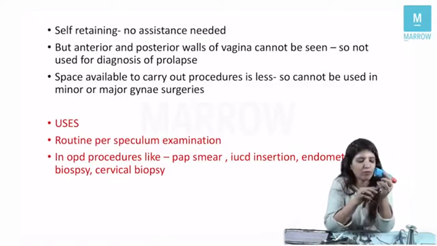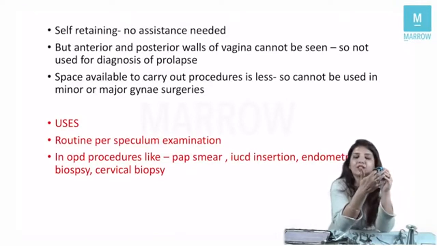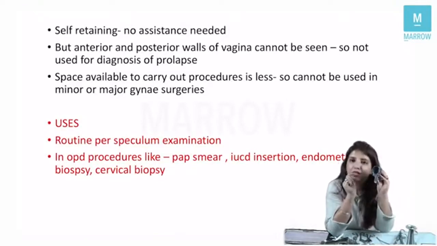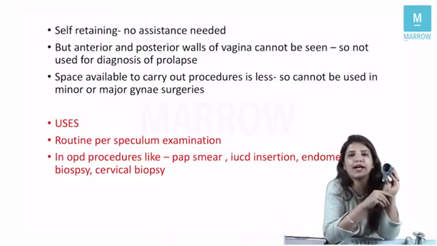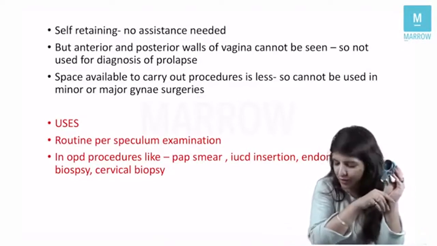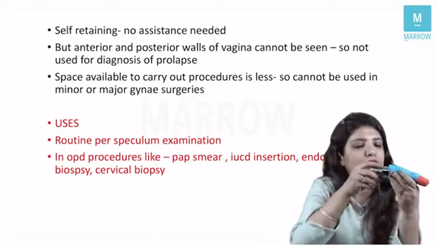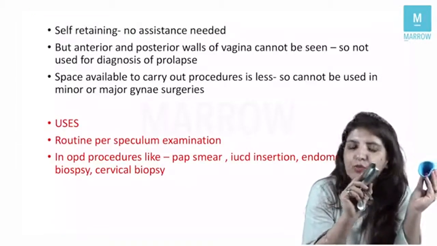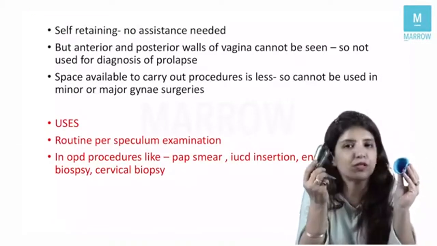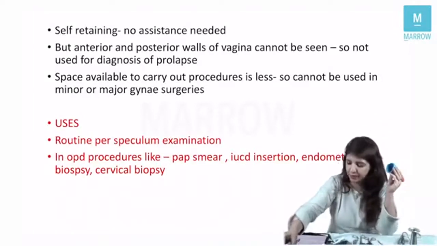The second problem with Cusco's is that here you are getting very little space. So this Cusco's speculum cannot be used if you are doing minor or major gynae surgeries. That is the biggest problem with Cusco's, right? So this was Cusco's speculum, and the earlier one which we did was a SIMS speculum. This is self-retaining, that was a non-self-retaining speculum, right?